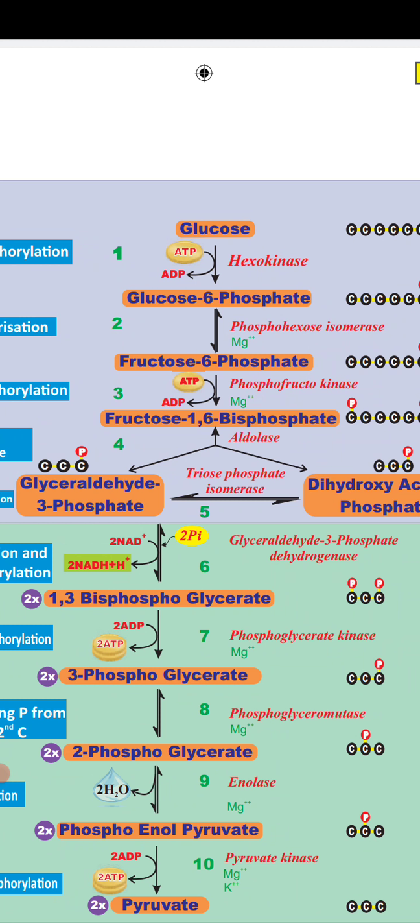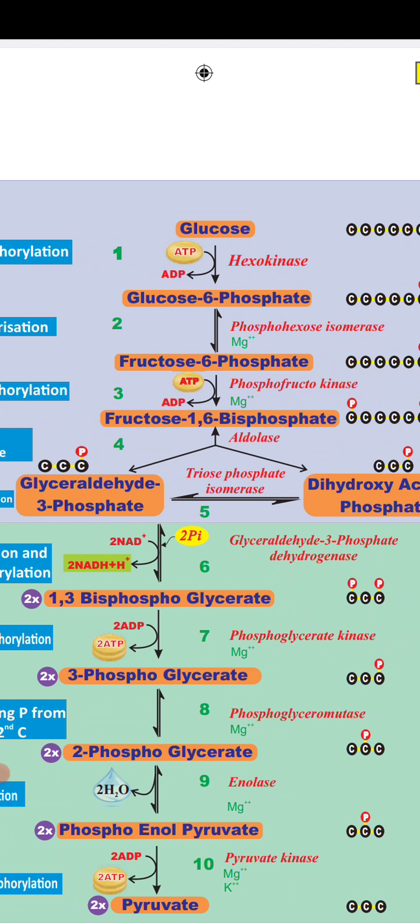Okay, next this glucose 6-phosphate, in the presence of the enzyme phosphohexose isomerase, is converted into its isomer fructose 6-phosphate. Now this fructose 6-phosphate will again undergo phosphorylation and, in the presence of the enzyme phosphofructokinase, it will produce fructose 1,6-bisphosphate. Okay, now this fructose 1,6-bisphosphate is the last stage in the preparatory phase.